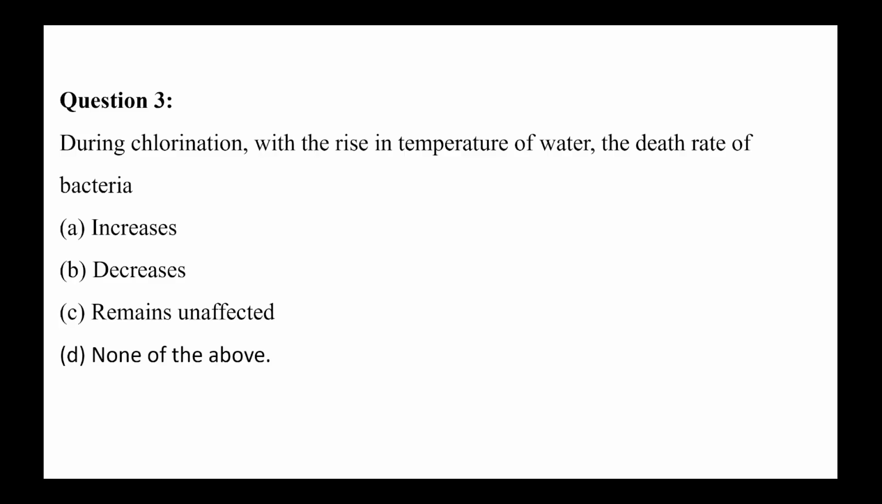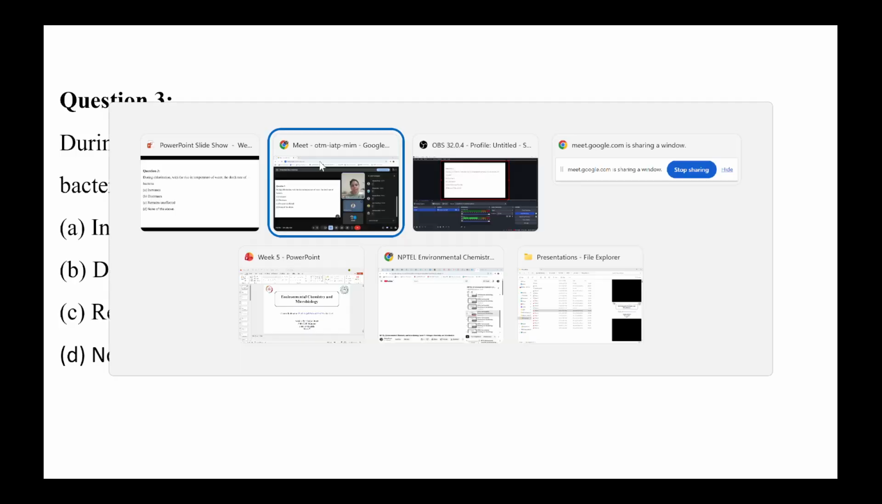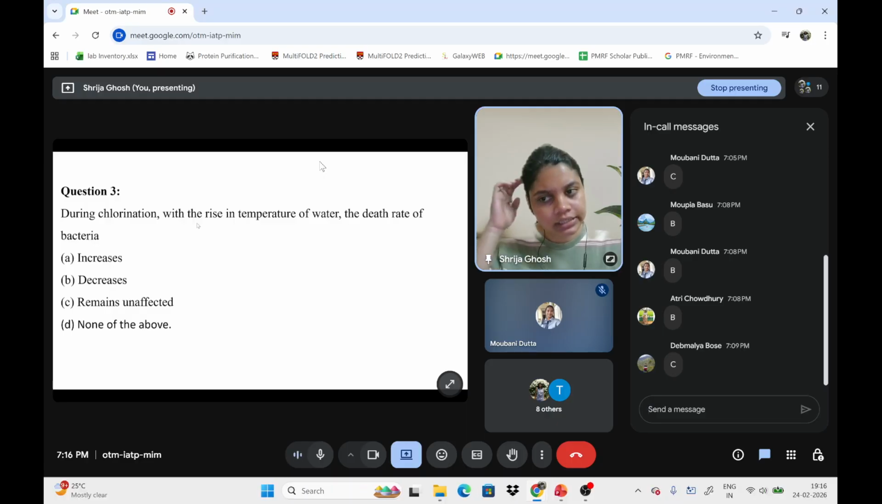Question number 3. During chlorination, with the rise in temperature of water, the death rate of bacteria: option A, increases; option B, decreases; option C, remains unaffected; and option D, none of the above. Write your answers in the chat box.